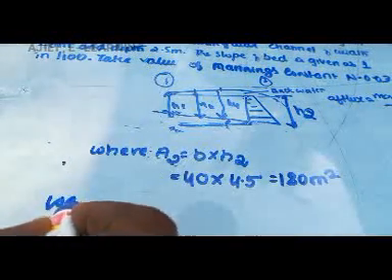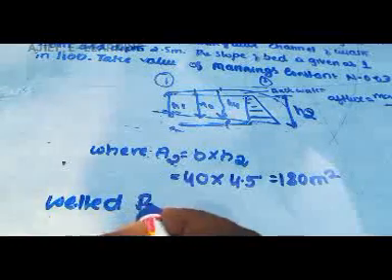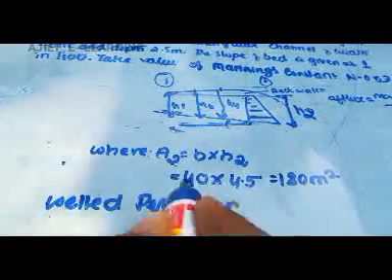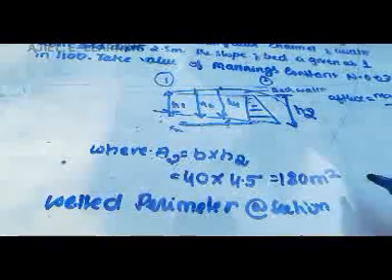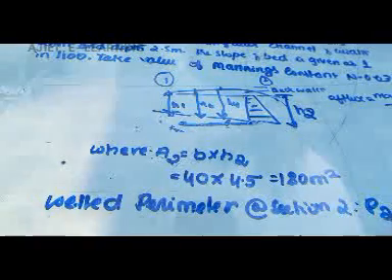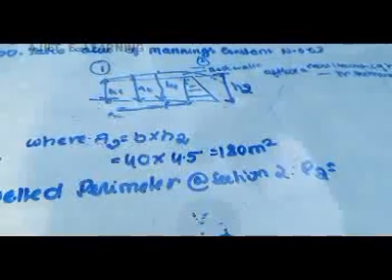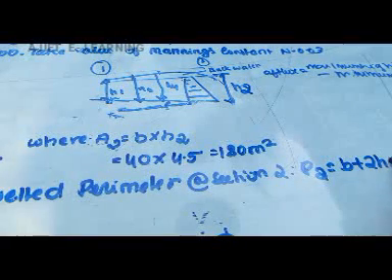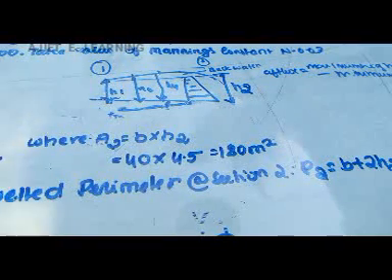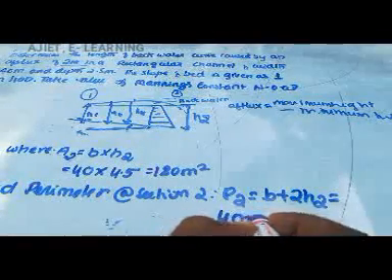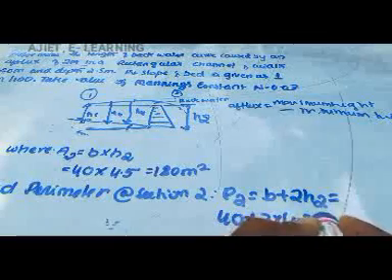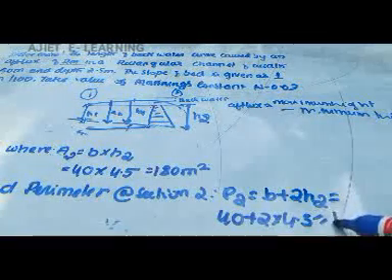Now, how can we calculate the wetted perimeter at section 2? P2 is equal to B plus 2H2. So the answer is 40 plus 2 into 4.5. The answer is 49 meter.